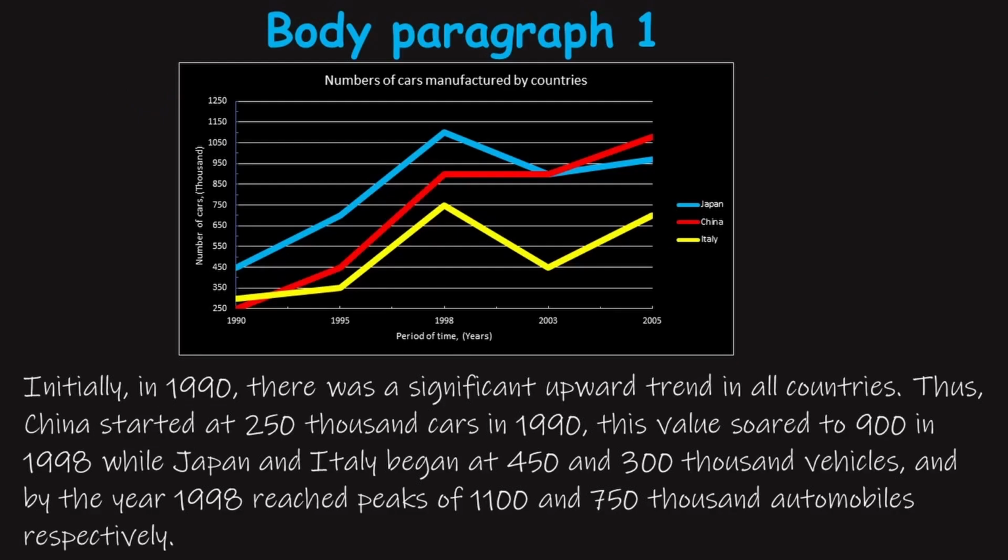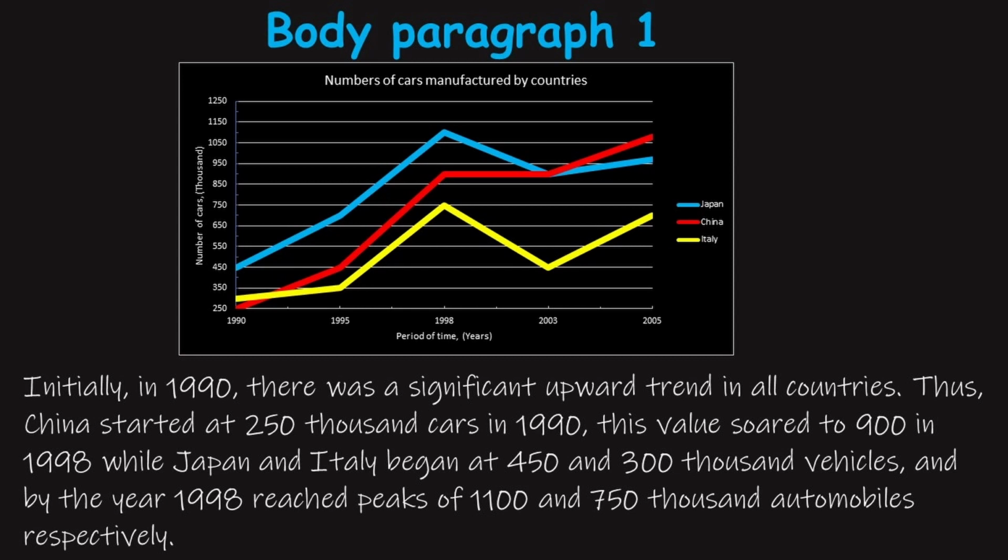This is how I wrote my body paragraph 1. Again, in body paragraphs we describe the trends from the overview in detail. In the first body paragraph I described only the first trend. Initially, in 1990, there was a significant upward trend in all countries.